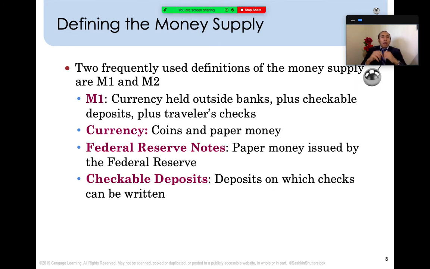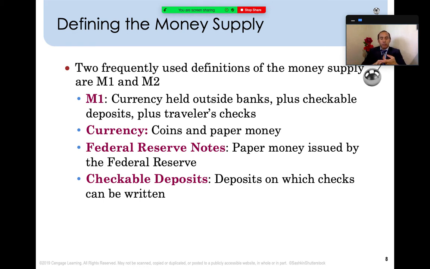Now, what is money and how is money defined? Well, the money supply is defined into different categories. Two frequently used definitions of the money supply are M1 and M2. Most people are just familiar with money as the actual paper dollars that you see. But M1, money definition 1, is the currency held outside of banks plus any checkable deposits.